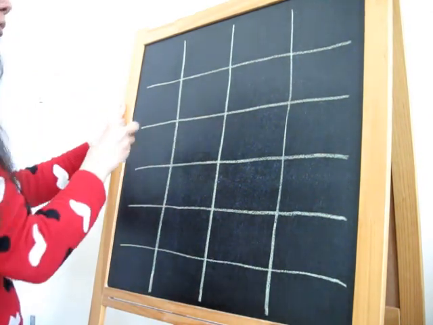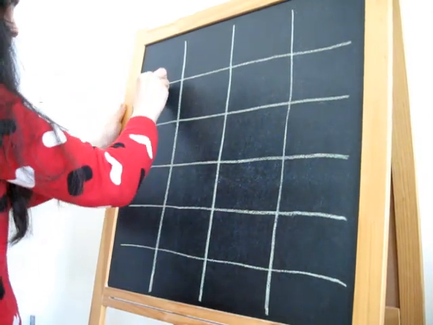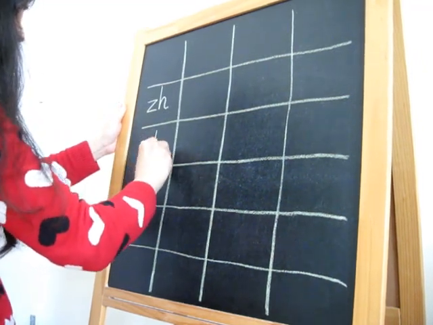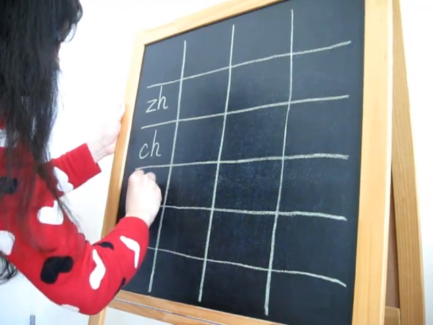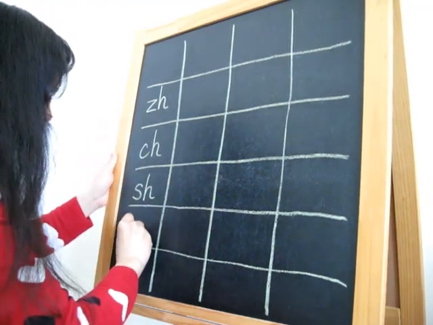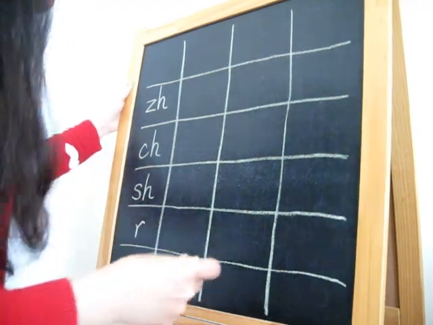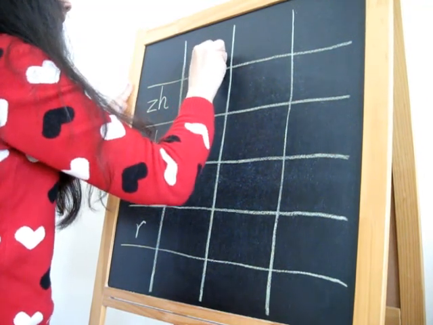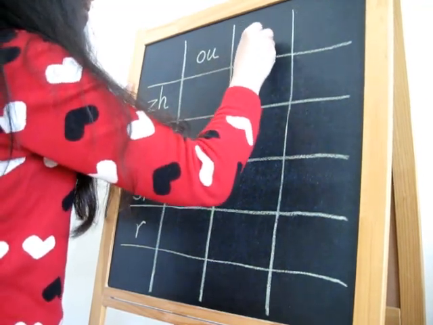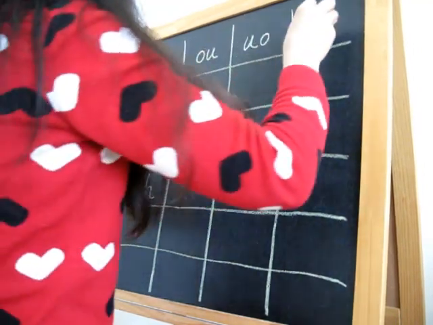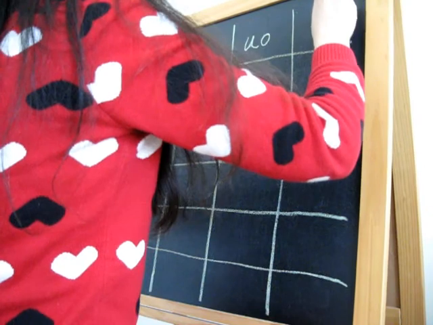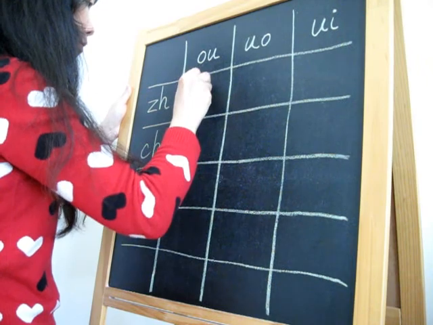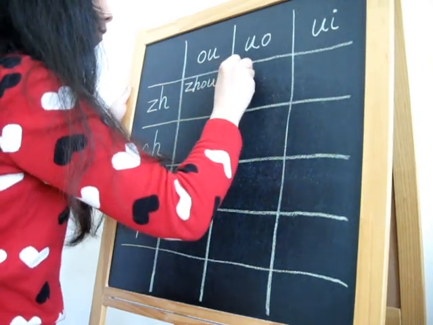Let's get started. The first one is zh, sounds as zh. The second one, ch, is ch. The third one, sh, is sh. The last one is r, so it's an R sound. So all the 4 compound consonants, you need to curl your tongue. And then the 3 compound vowels are OU as in O, UO as in Wo, UI as in Wei.